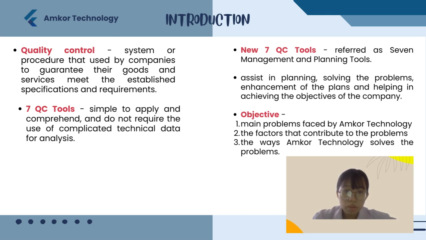The 7 QC tools include the Ishikawa diagram, histogram, check sheet, Pareto diagram, control chart, scatter diagram, and flow chart. The new 7 QC tools can also be referred to as the 7 management and planning tools, which assist in planning, solving problems, enhancing plans, and helping to achieve the objectives of the company. The new 7 QC tools include activity network diagram, interrelationship diagram, affinity diagram, tree diagram, matrix diagram, prioritization matrix, and process decision program chart. The objective of the research is to look at the main problem faced by Amkor Technology, the factors that contribute to the problems, and the ways in which Amkor Technology solves the problems.